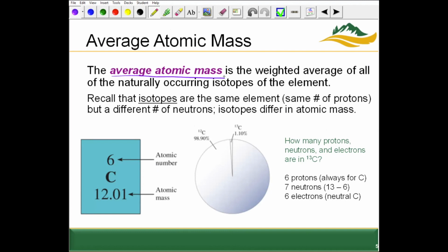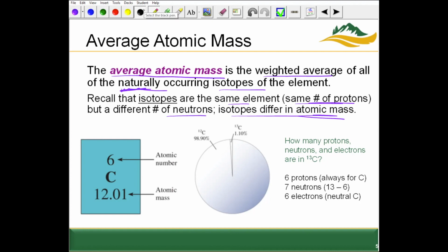Let's talk a little bit more about it. It's the weighted average of all the naturally occurring isotopes of that element. So naturally occurring means that they are found in nature. We can actually make some isotopes in the lab, but the average atomic mass on the periodic table will reflect the weighted average of all the naturally occurring isotopes. Again, recall that isotopes are the same elements, the same number of protons, but a different number of neutrons. Because of that, isotopes will differ in their atomic mass.